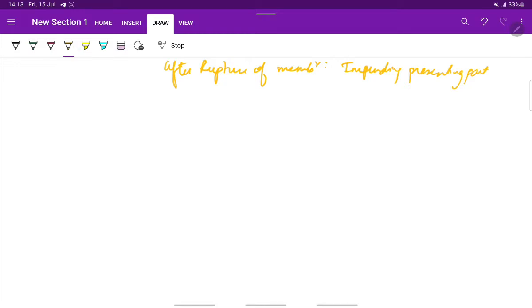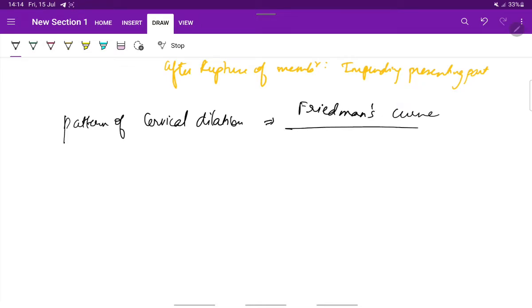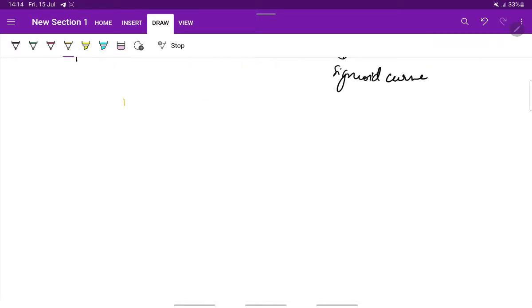And the pattern of cervical dilation is marked using a graph called as Friedman's curve, which is a sigmoid curve. Here the cervical dilation is taken in y axis and the time of labor in hours is taken in the x axis.